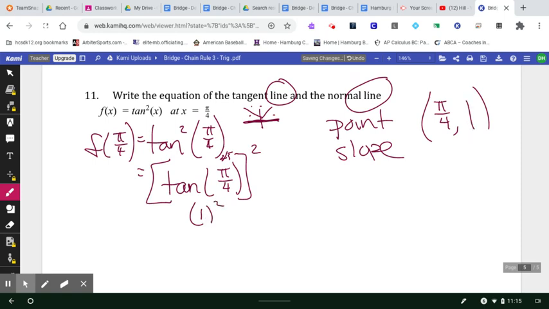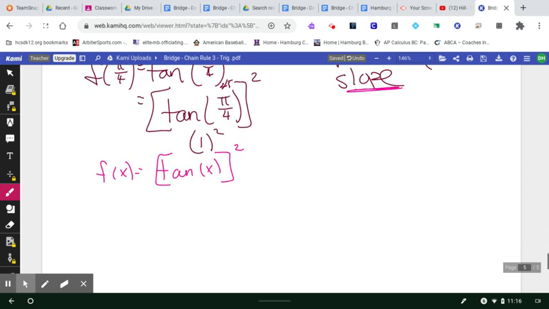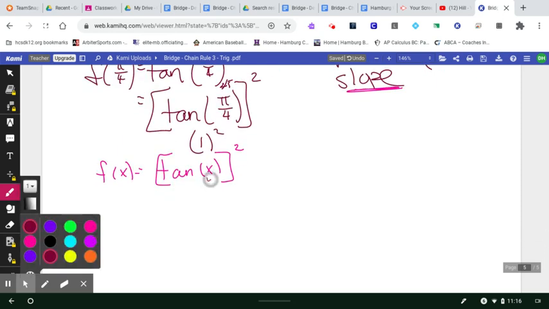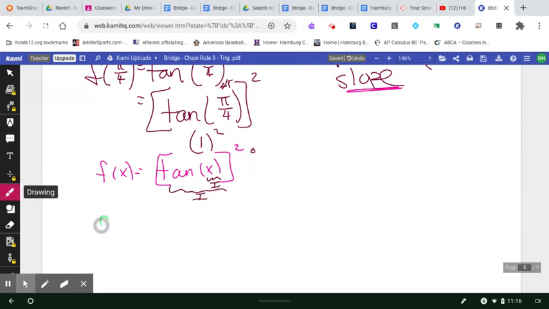The next thing, that was not calculus involved. The next thing I need is my slope. That's where calculus comes in. So I'm going to use my cleaned up version, of course. So it's the tangent of x squared, because that squared goes on the outside. So now it's technically a double chain rule because I have this inside, and then I have this inside, and that's my outer. So let's take this derivative.